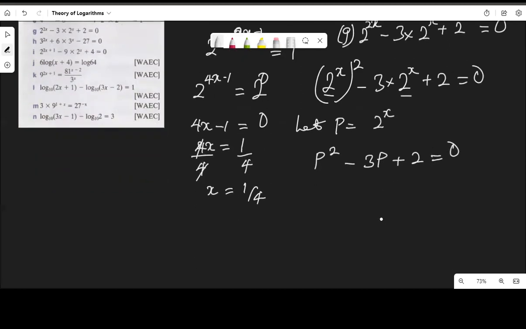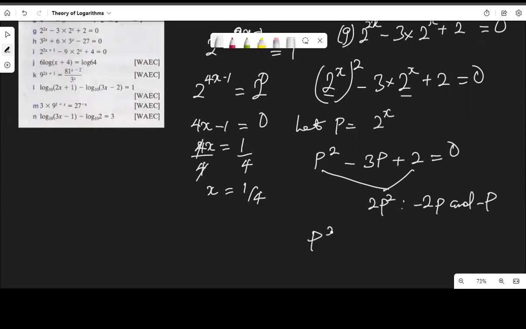Okay? Now, this is quadratic, so let's solve that. P squared times 2 is 2p squared. Then we look for two factors of 2p squared that can add up to this. Factors of 2 are just 2 and 1. So 2p and 1p. How do you add 2p and 1p to get minus 3p? Both of them have to be minus.